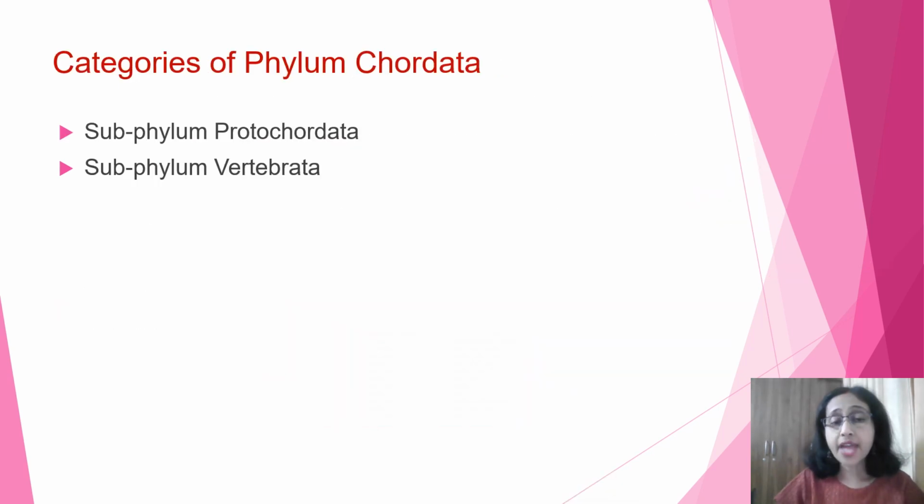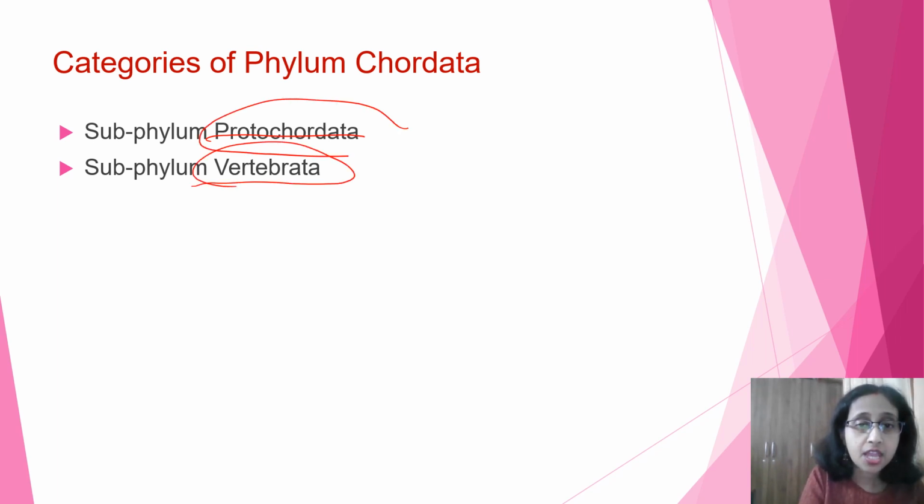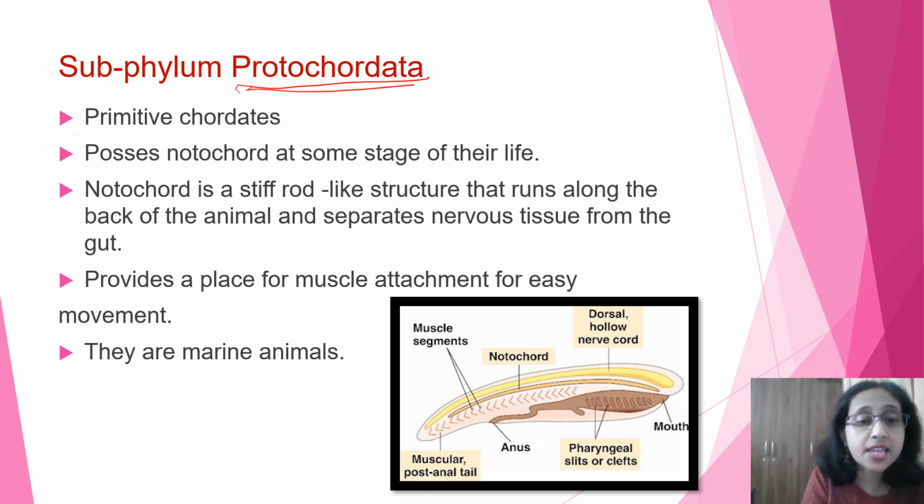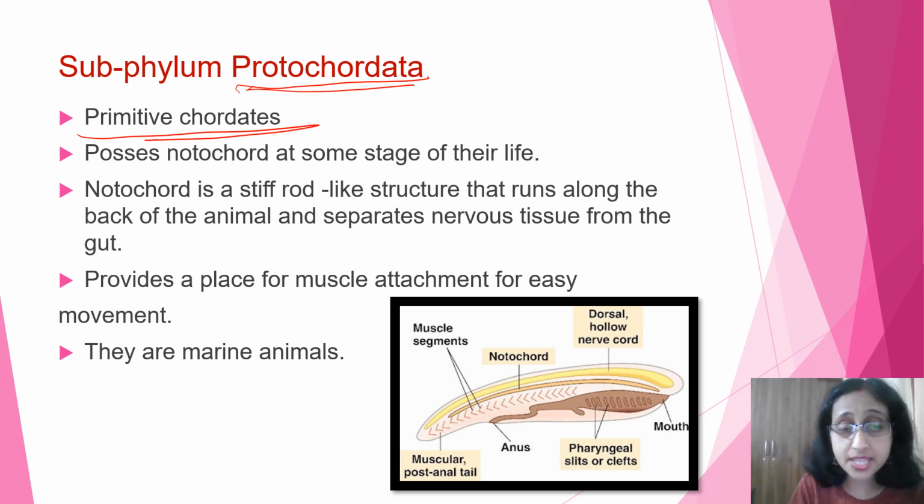So there are two categories of phylum Chordata. The first one is the subphylum Protochordata and the next one is the subphylum Vertebrata. So let us see what the characteristics of Protochordata are and what the characteristics of subphylum Vertebrata are. So what is subphylum Protochordata actually? As the name Protochordata suggests, they are primitive chordates. They are not the modern chordates, they are the primitive ones.